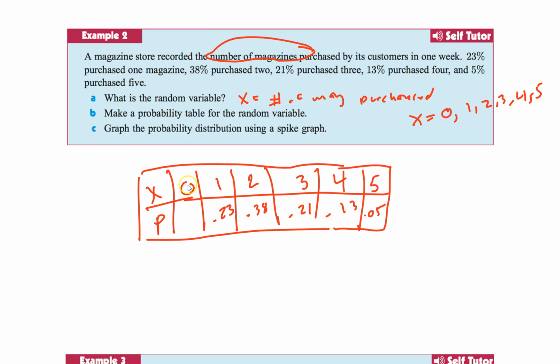So I was wrong. You can't buy 0 magazines. I guess we're only recording people that did buy magazines. So if you add all these up, you get 100. So there's no leftover for 0. They only record people that actually bought a magazine. So that's my probability table. That's how simple it is. You put the random variable. Again, the idea here is how many magazines can you buy? So 1, 2, 3, 4, or 5. And then you write the probability of each one down there.